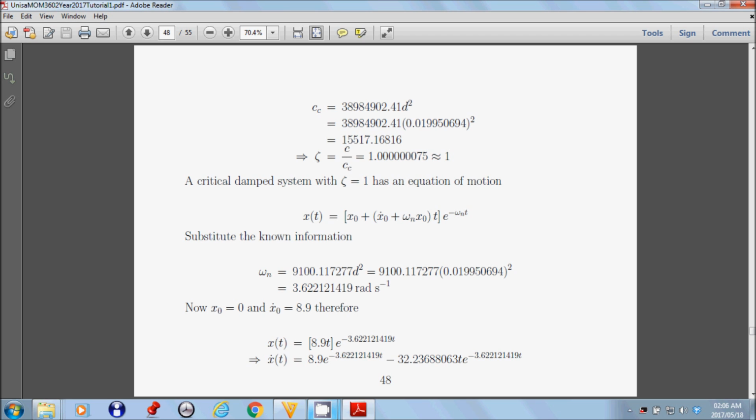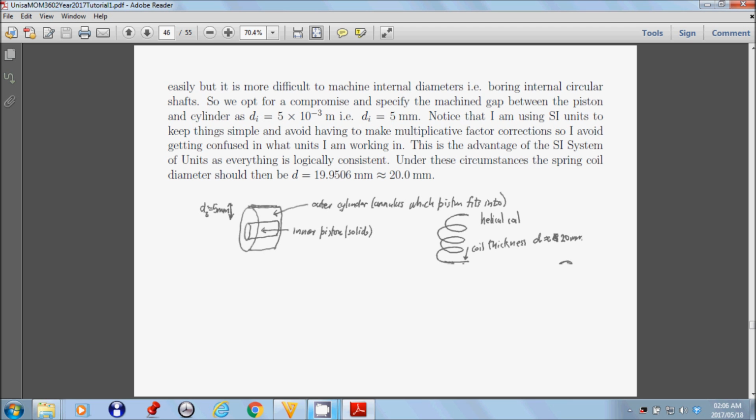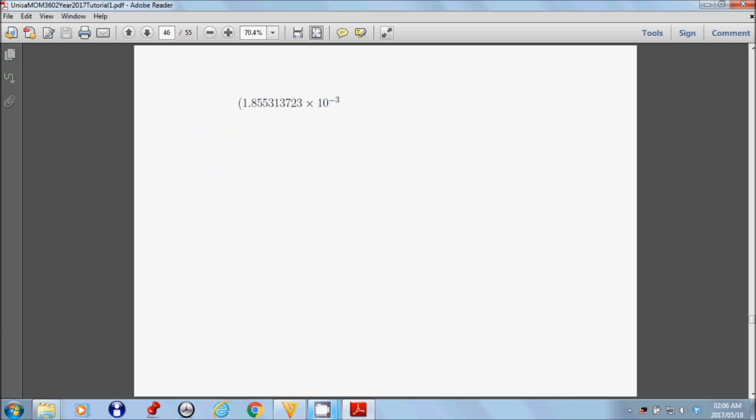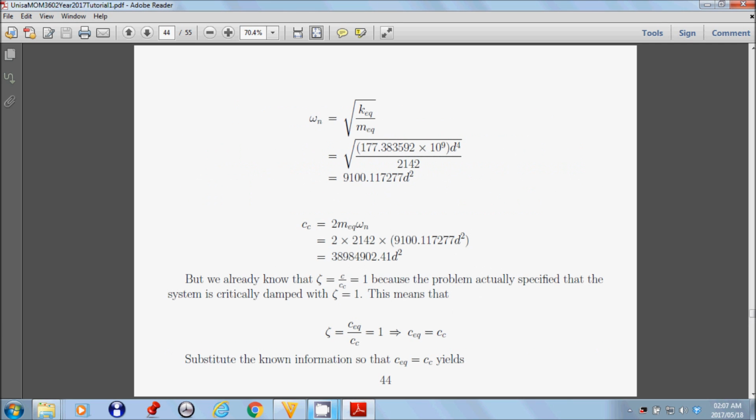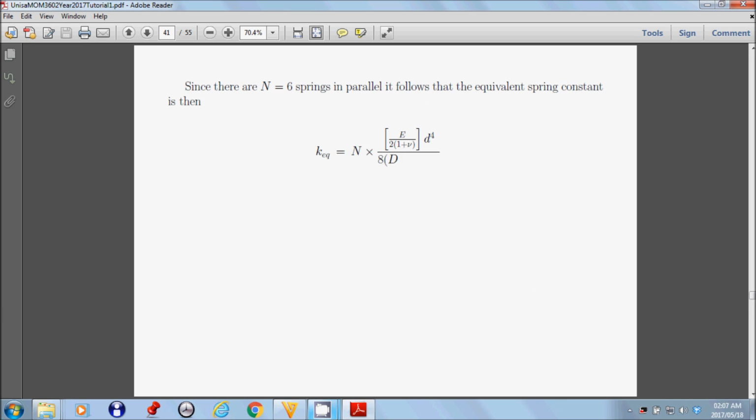So the train originally was on the track. It was traveling at 8.9 meters per second. It hit the damper, it goes forward, eventually it stops, it goes back slowly, and it gets back to its original position. And that is essentially the physical reasoning of what's going on, and we went through the mathematical details, and that is essentially how we do vibration problems.